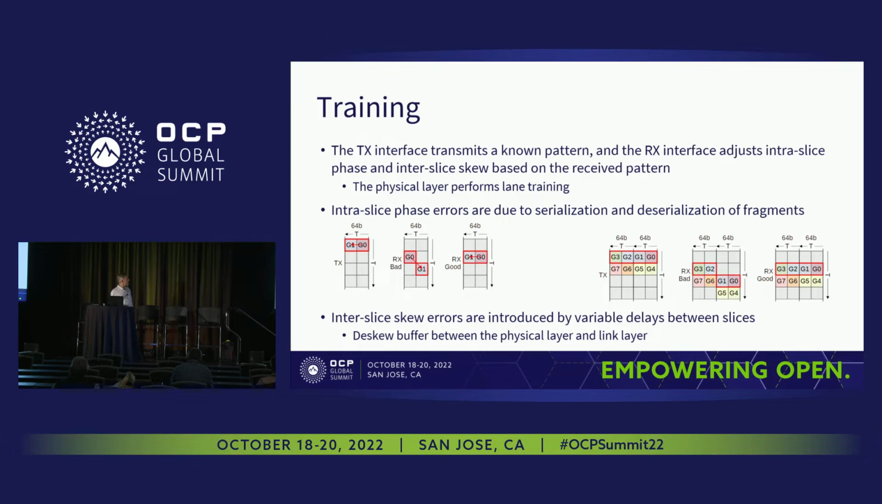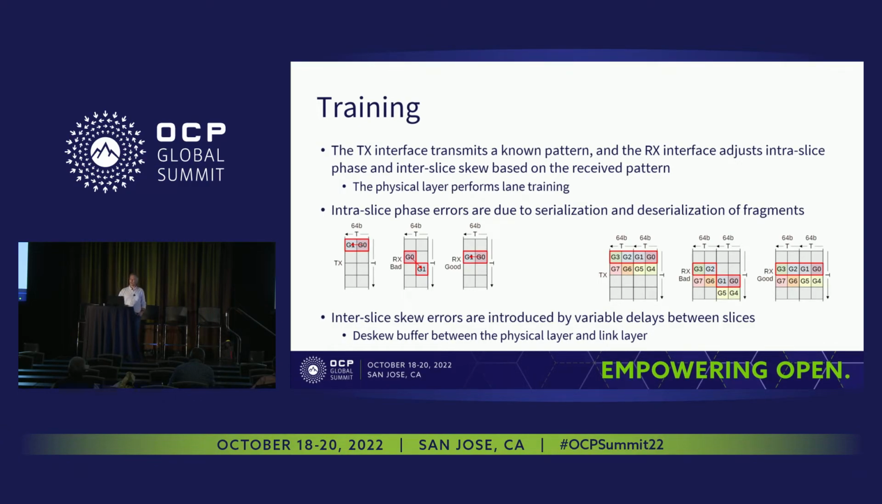The group of the diagrams on the left assumes a single slice with a 64-bit fragment and illustrates the potential phase alignment errors within a slice. On the left, the TX interface transmits granules 0 and 1 in the same cycle, but if the serialization state in the TX doesn't match the serialization state in the RX, the interface may place the granules in the wrong place at the wrong time, as shown in the middle. To correct this error, the link layer adjusts the deserialization state in the RX interface based on the received patterns so that the granules both arrive in the same cycle as shown on the right. This is RX good and RX bad.